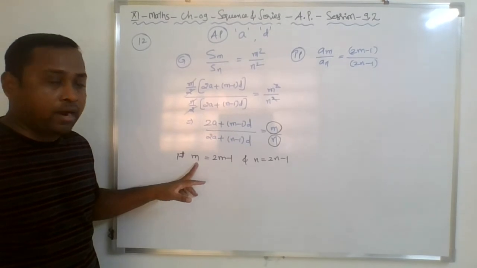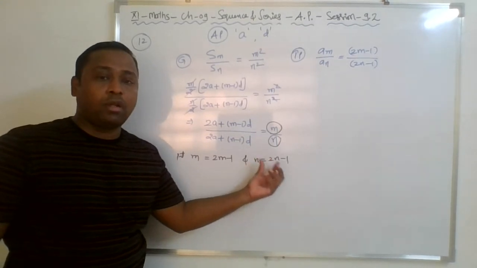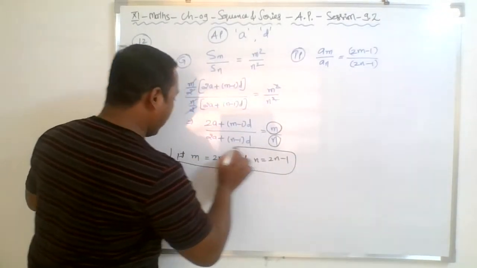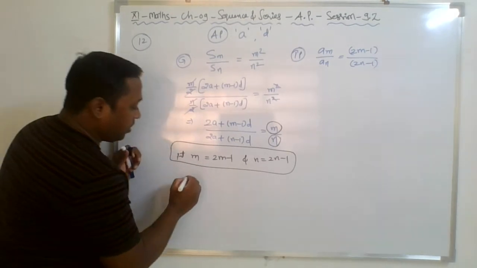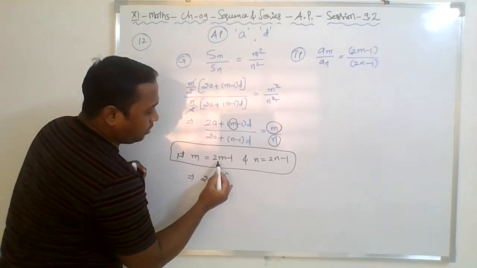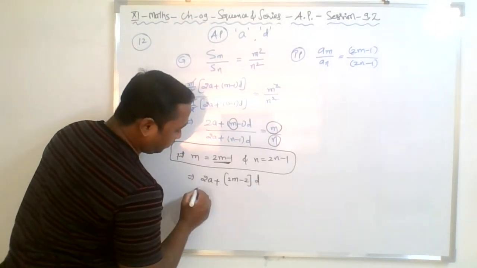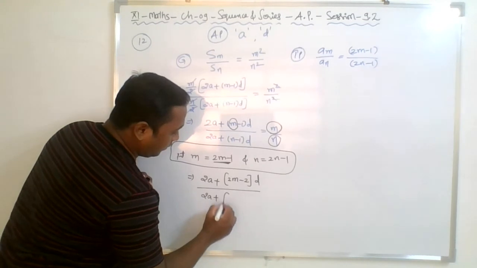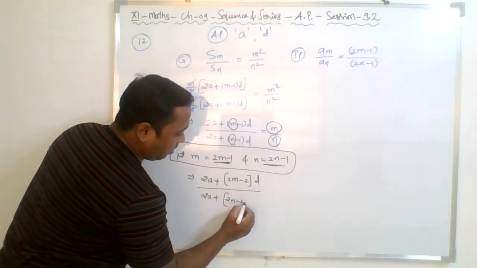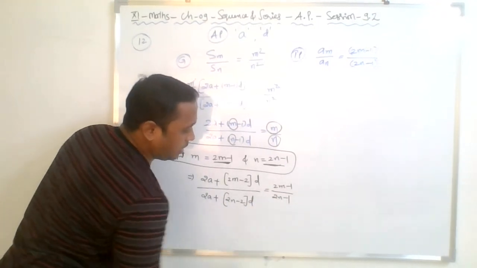So if the mth term is required, double of m is 2m minus 1. If the nth term value is required, double of n minus 1. By using this logic, I will be able to get the final answer directly. So what I am going to get, see, 2a plus, in place of m, I am going to write 2m minus 1. So ultimately the expression becomes 2m minus 2 into d upon 2a plus, in place of n, I am going to write 2n minus 1. So ultimately the expression becomes this. Ultimately it is 2m minus 1 by 2n minus 1.